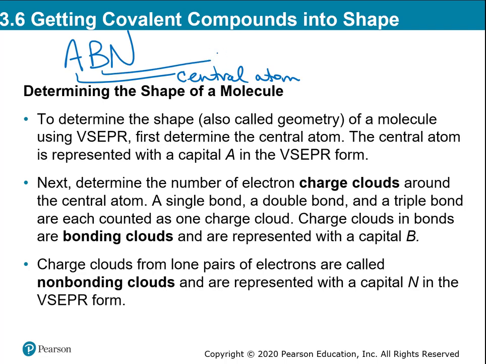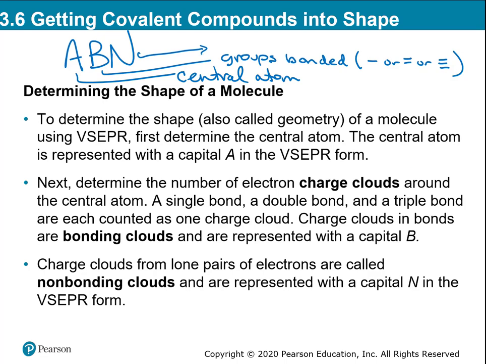B is how many groups are bonded. So B is bonded groups. And it doesn't matter if it's a single bond, a double bond, or a triple bond, that counts as one bonded group, because it's just one atom connected. Either it's connected by a single bond, a double bond, or a triple, but it's still just considered a single group connected. Now N, carbon doesn't have this, but some atoms like oxygen and nitrogen have non-bonding electrons.